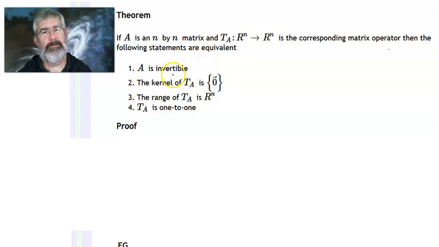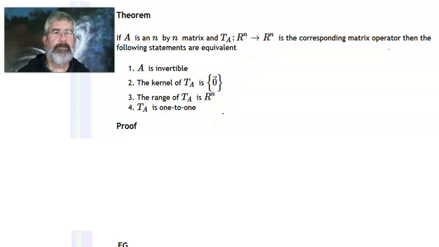A is invertible, right? You have an invertible matrix. The kernel of the transformation is just the zero vector. The range of the transformation is all of Rn, and TA is 1 to 1. Okay, so the transformation is 1 to 1.